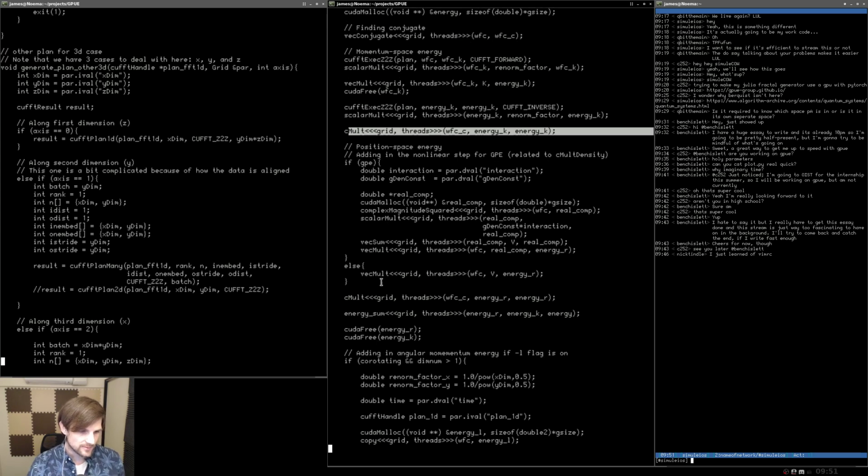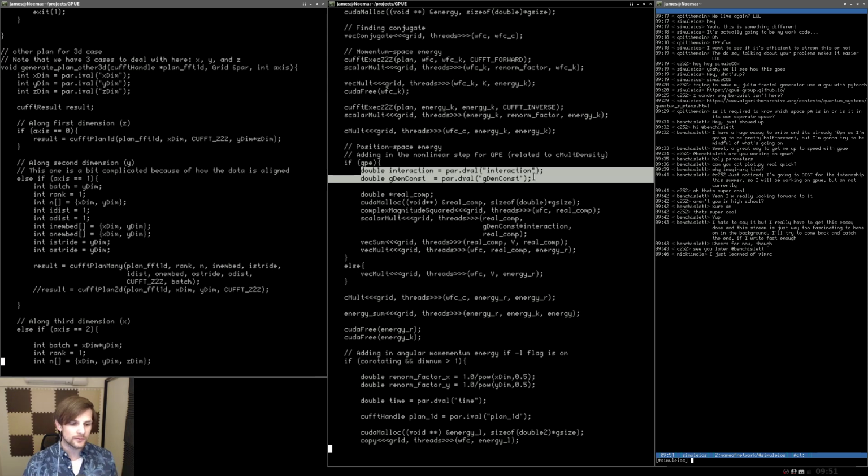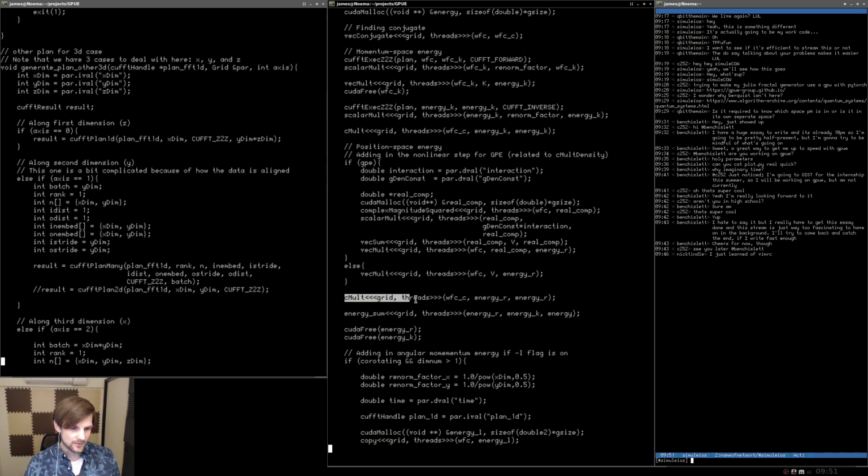Okay, so let's go over here. Now we have GPE. Double interaction is par.dval interaction. So if we're going to be doing next the real space operator, what we need to do is check to see if we're running for a superfluid, or if we're running for just a standard Schrodinger simulation. If we're running with a superfluid, then we have to do some additional stuff for the g psi squared term. Otherwise, we can just do a vector multiplication of v and wave function to get energy r, and then we just do wave function c, energy r. So basically, we do the same thing we did before. We multiply in real space, we get our energy r, and then we multiply that by the conjugate.